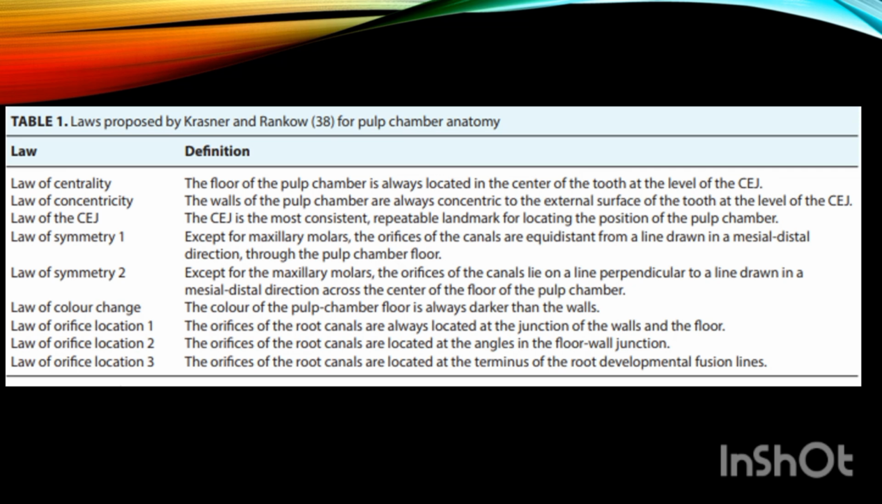Now next is the law of CEJ. The CEJ is the most consistent and repeatable landmark for locating the position of the pulp chamber. So if you want to expose a pulp chamber, you should go beyond the CEJ. But if you do not want the exposure, you should stop at least a few millimeters above the CEJ.